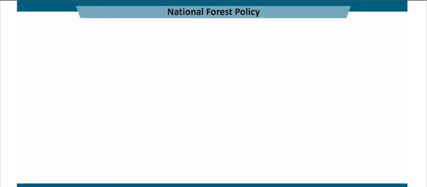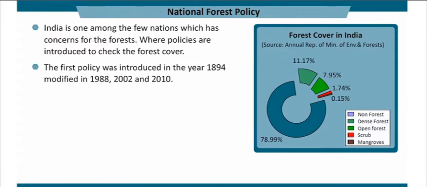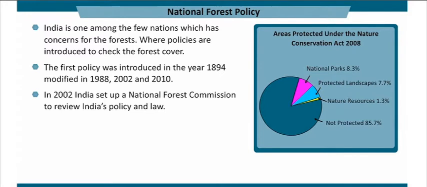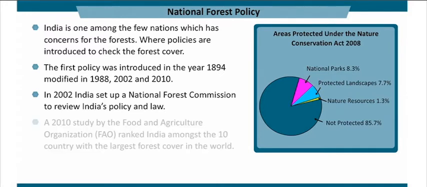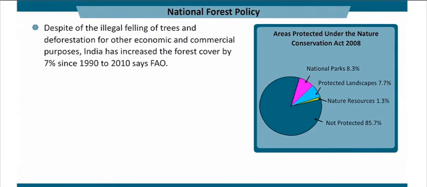National Forest Policy. India is one among the few nations which has concerns for the forest, where policies are introduced to check the forest cover. The first policy was introduced in the year 1894, modified in 1988, 2002 and 2010. In 2002, India set up a National Forest Commission to review India's policy and law. A 2010 study by the Food and Agricultural Organization ranked India amongst the 10 countries with the largest forest cover in the world. Despite all the illegal felling of trees and deforestation for other economic and commercial purposes, India has increased the forest cover by 7% from 1990 to 2010, says FAO.